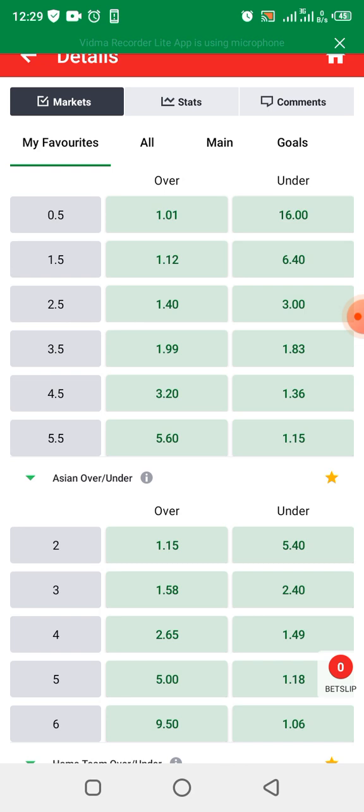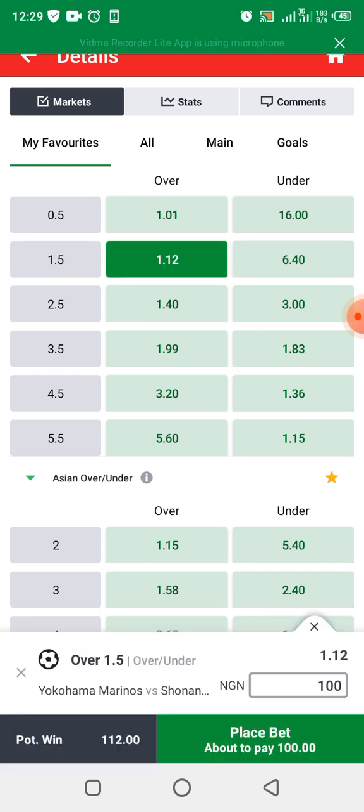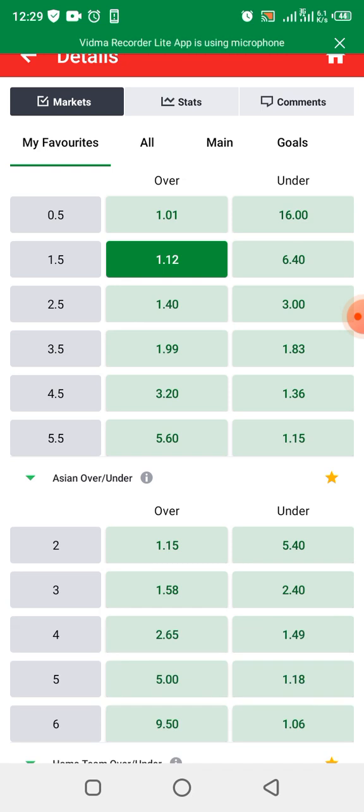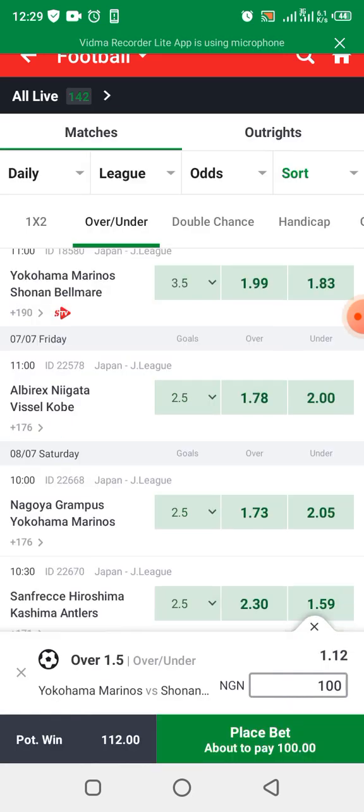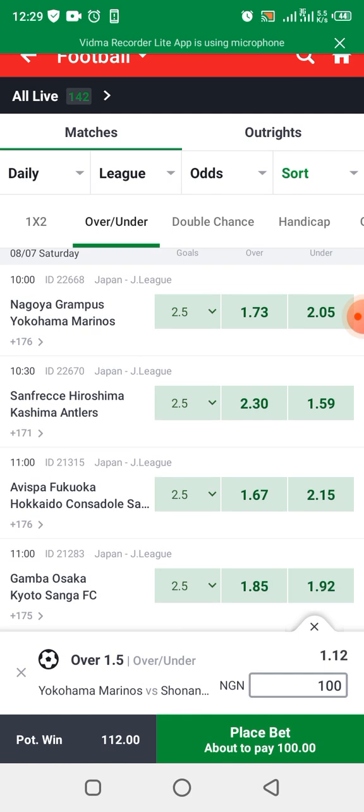Let's check the market. The market the bookmaker is providing for over 1.5 goals is 1.12 odd. Actually, it's a very small odd, probably because of the likelihood of the outcome. It happens like that. So I'm going to make use of some other stats as an example.